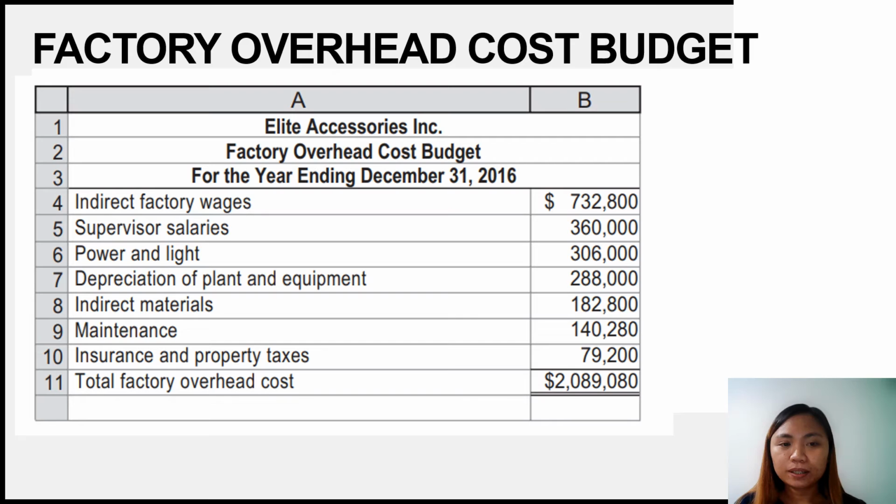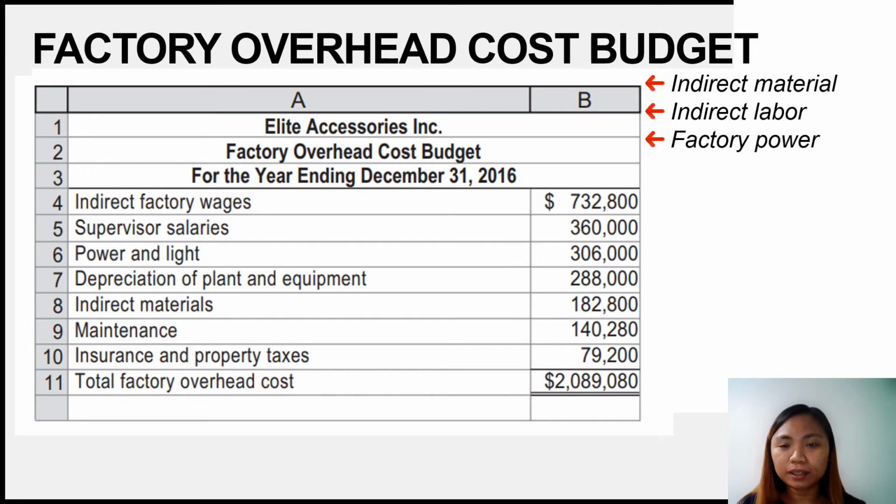So this is an illustration of factory overhead costs for Elite Accessories Incorporated for the year ending December 31, 2016. As mentioned earlier, examples of factory overhead costs are indirect material, indirect labor, factory power, and factory depreciation. In this example, there is an indirect factory wages amounting to $732,800. So indirect factory wages fall under indirect labor.